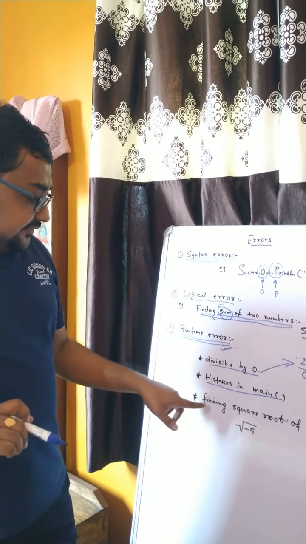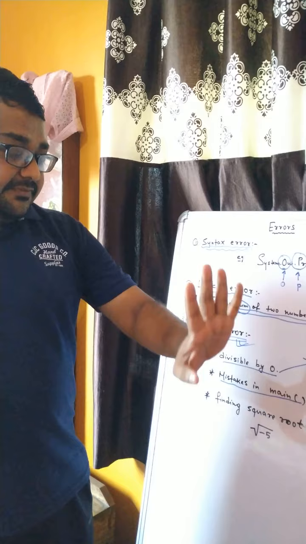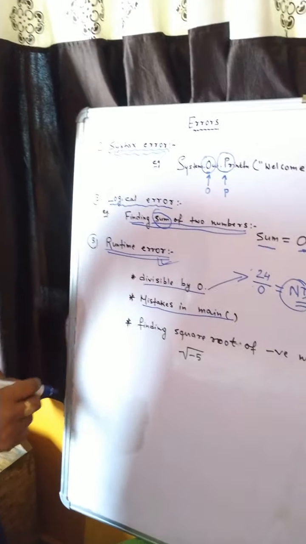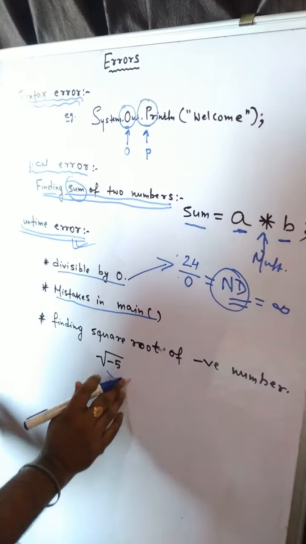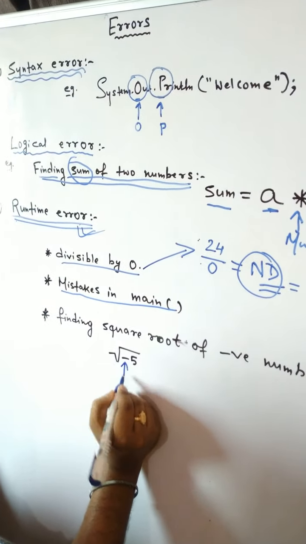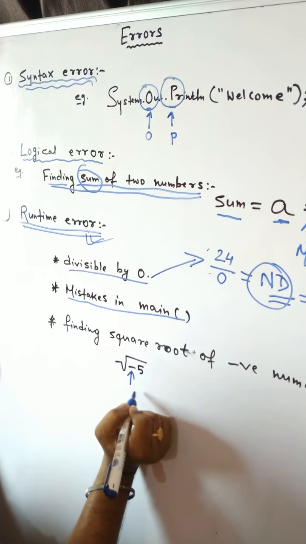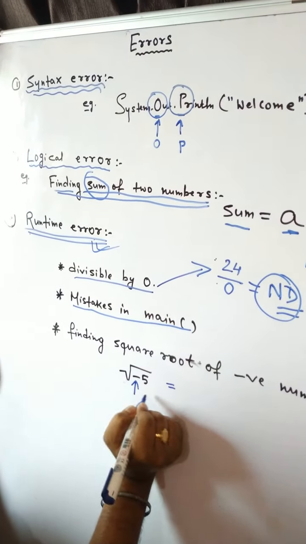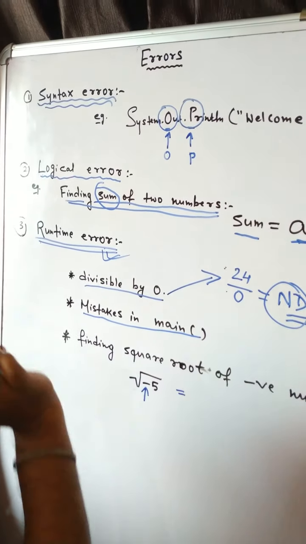And the last one is finding the square root of a negative number. It is not possible to find the square root of a negative number. If there is a negative number, you can see here it is minus, and if you find the square root of the negative number, the answer will not come. That is called which type of error? That is a runtime error.